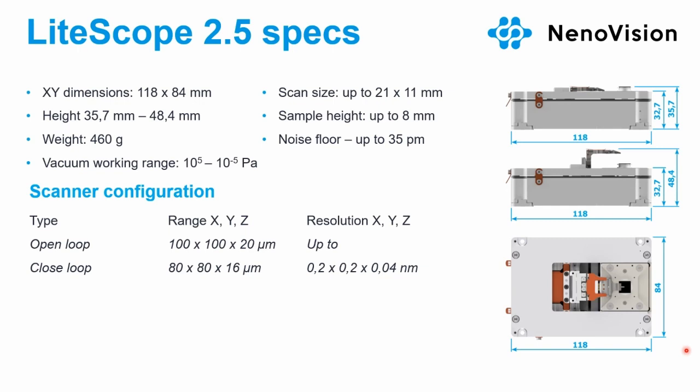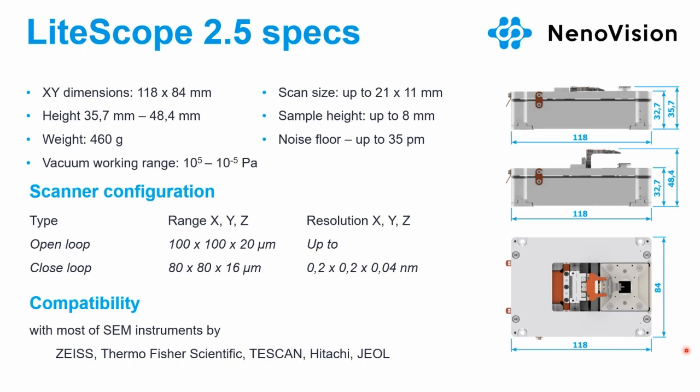Regarding the scanning configuration, we keep the very large scanning area, so you can scan up to 100 microns in X and Y direction, and 20 microns in Z direction, with very nice resolution: 0.2 by 0.2 nanometers in X and Y direction, and 0.04 nanometers in Z direction. LiteScope can still be implemented in most of the major SEM manufacturers: Zeiss, Thermo Fisher, Tescan, Hitachi, and Jeol.